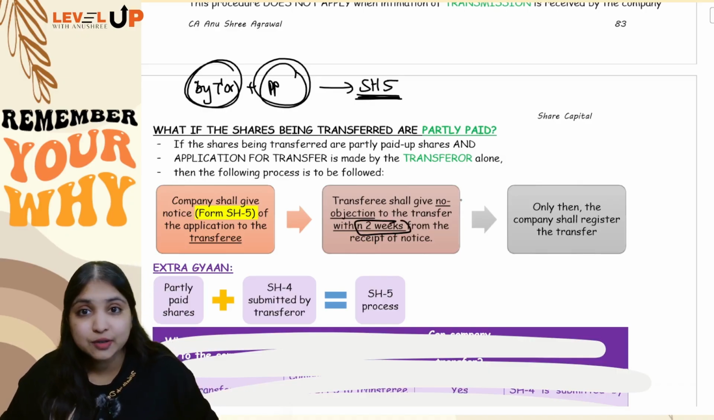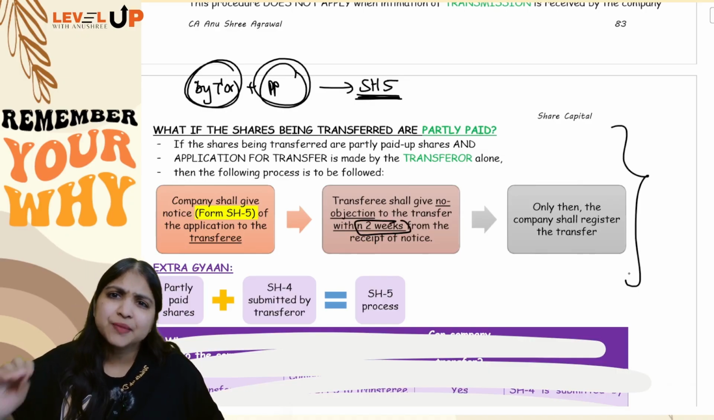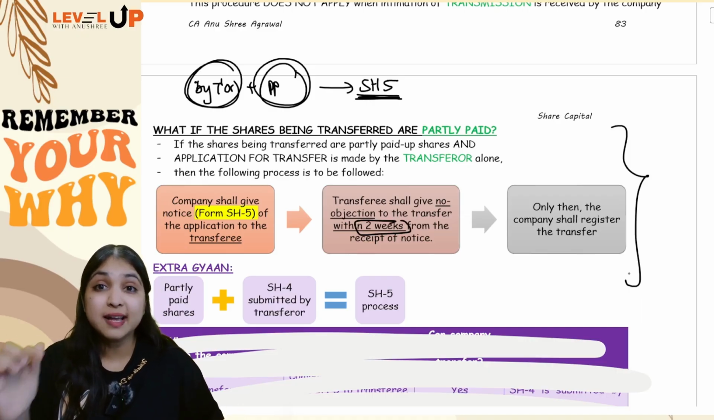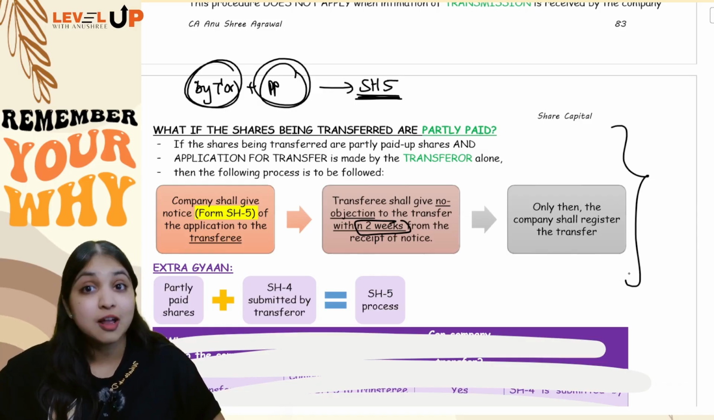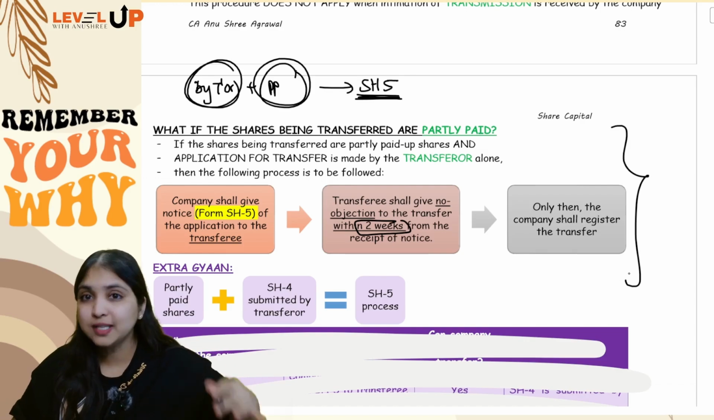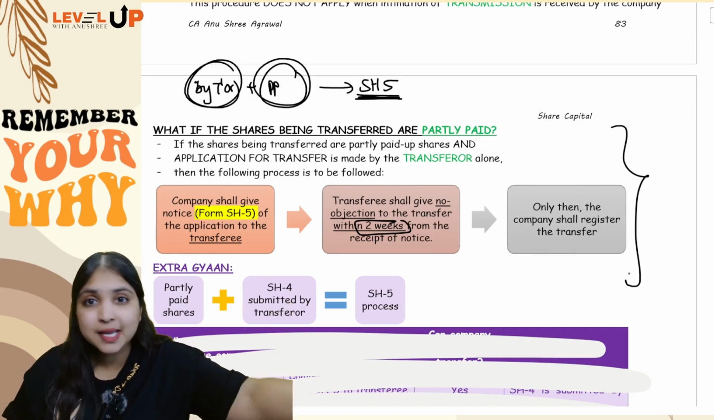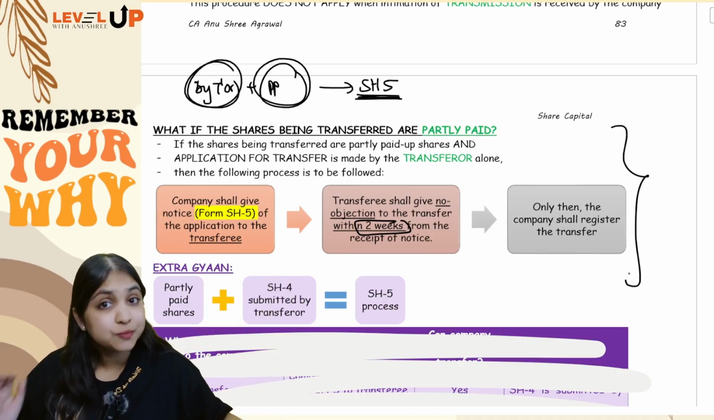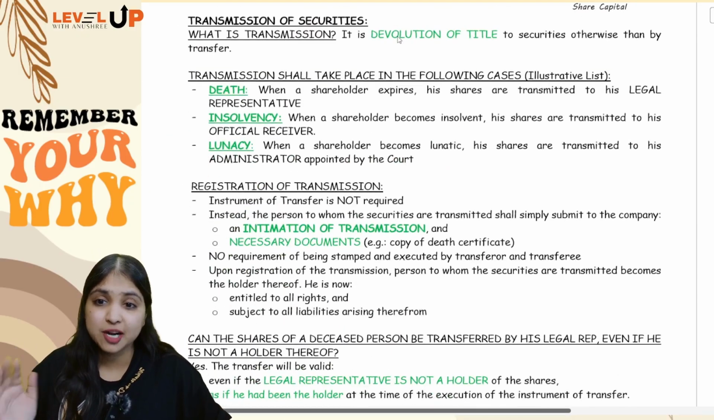But try to recall, will SH5 process apply every time the shares are partly paid up? No. SH5 process will apply only if the SH4 was submitted by transferor. Only then, if the shares are partly paid up shares, company will send SH5 notice to the transferee informing him that the shares are partly paid up shares, asking him for no objection certificate within 2 weeks. Then we learned about transmission.